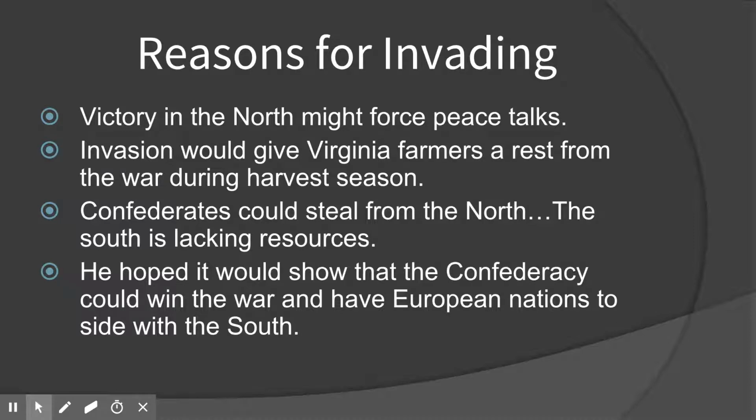Again, many of the battles have been fought on farmland. So not only do they need to get the harvesting done, but they're also losing quite a bit of money in crops. Confederates could steal from the North. The South is obviously lacking resources, and he hoped it would show that the Confederacy could win the war, and then it would allow European nations to side with the South.